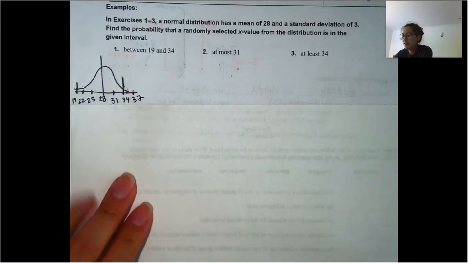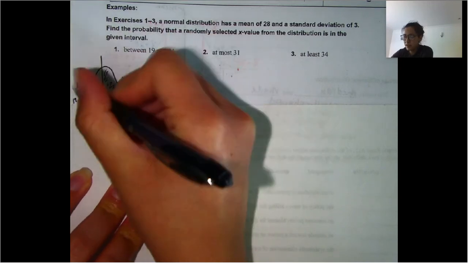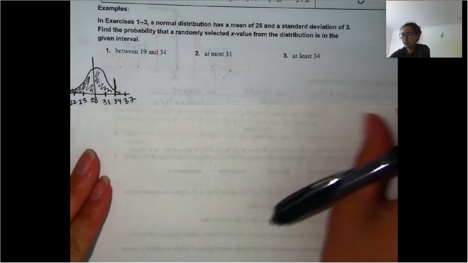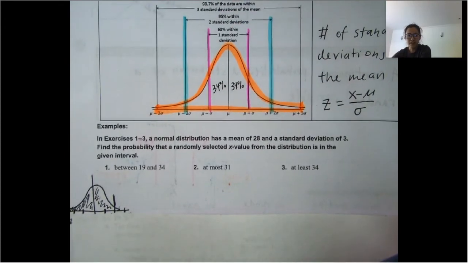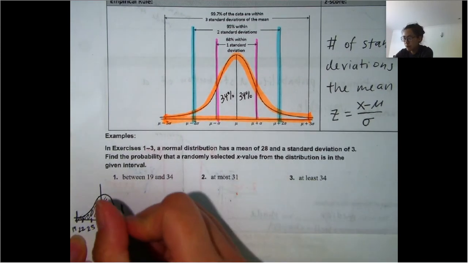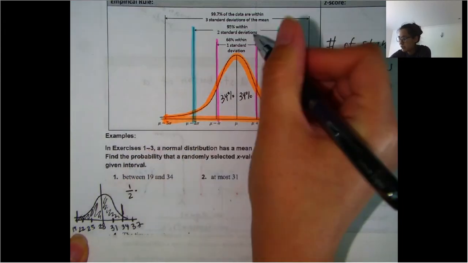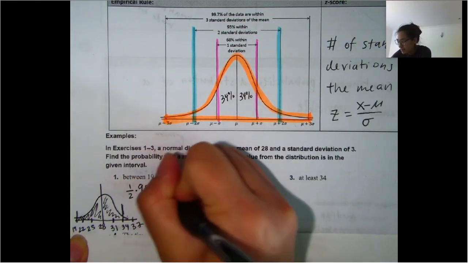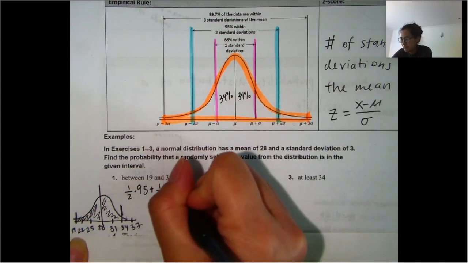If you split this in half, going this way is half of 2 standard deviations, and going this way is half of 3 standard deviations, so you can easily use the numbers from the above infographic. It's 1/2 of, and 2 standard deviations away is 95, plus 1/2 of, and this is 3 standard deviations away, so 99.7.